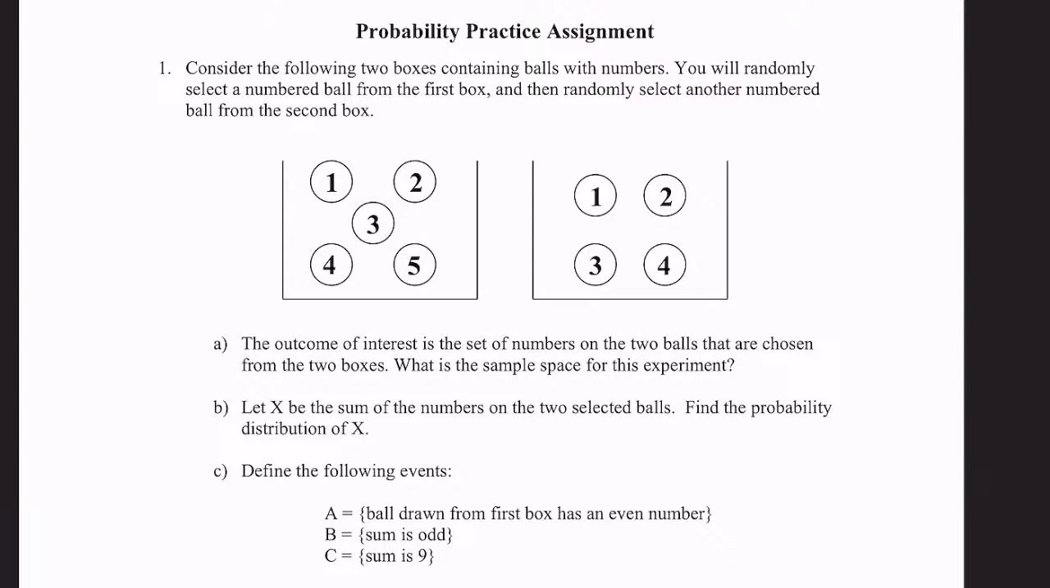Consider the following two boxes. These boxes contain balls with numbers. You will randomly select a numbered ball from the first box and then randomly select another numbered ball from the second box. The first question asks, given that the outcome of interest is the set of numbers on the two balls that are chosen from the two boxes, what is the sample space for this experiment? So what would that look like?